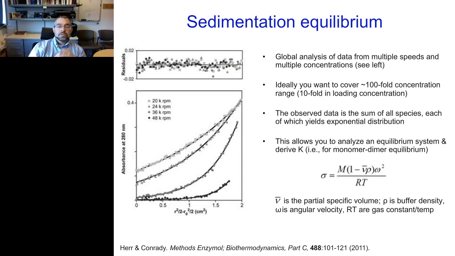And so the challenge is that the sum of a series of exponential curves looks an awful lot like an exponential curve. And so it becomes a little bit hard to deconvolute this, and the way we get at that is by doing global analysis and pulling out all the different information. It looks like I need to speed up a little bit here.